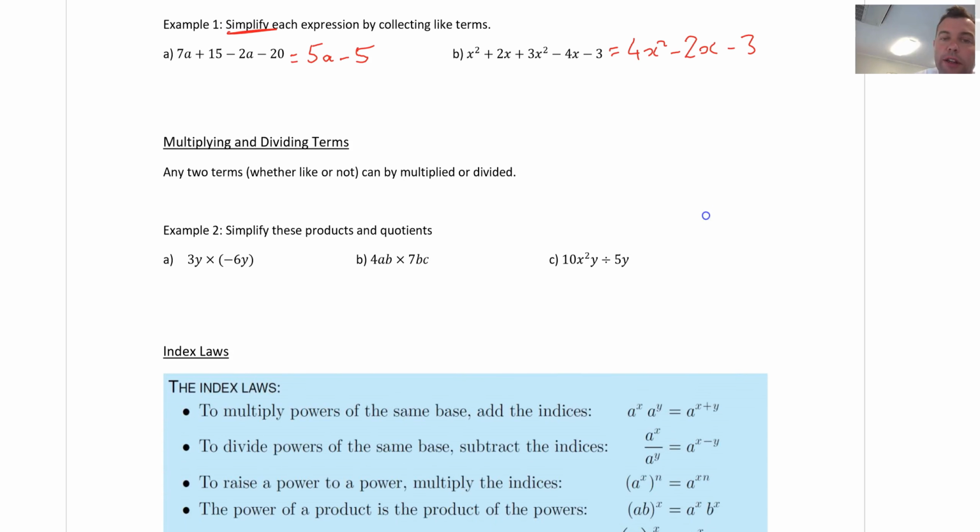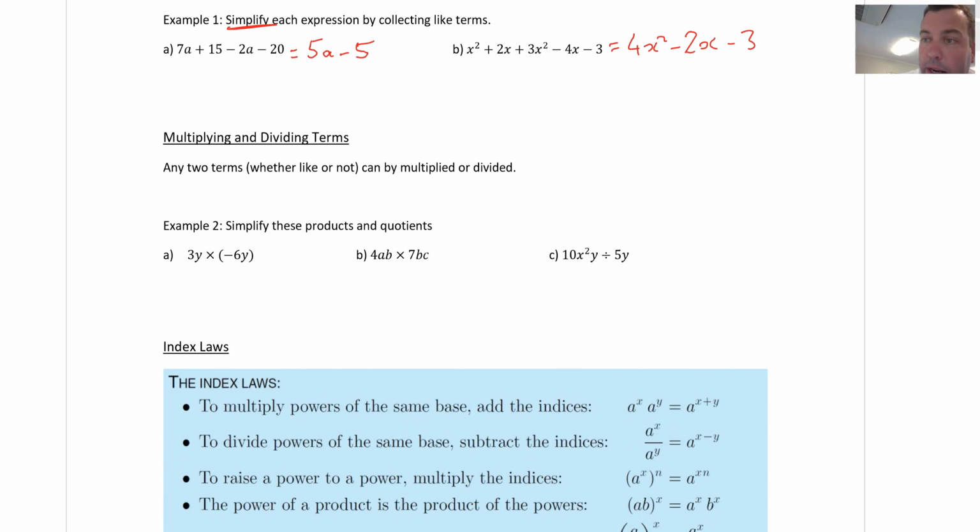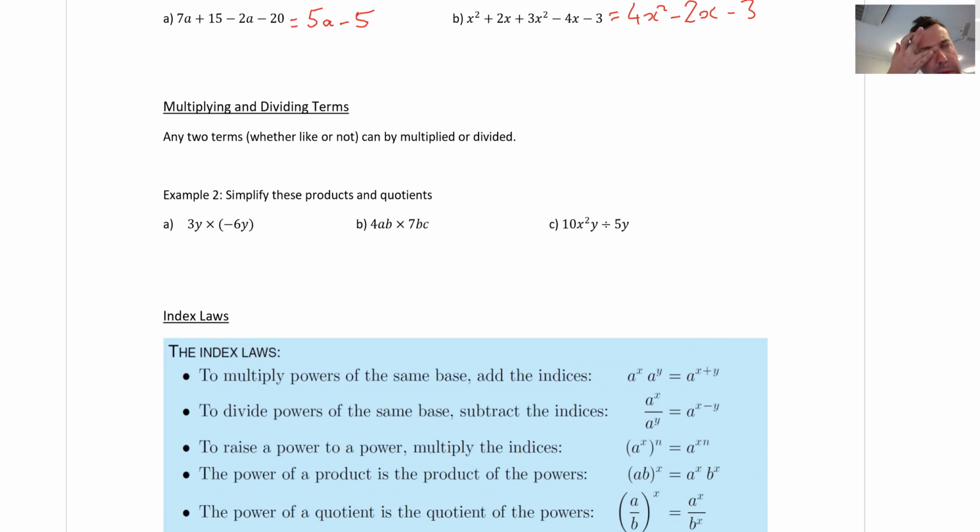Moving along, multiplying and dividing terms. While we can't always add and subtract terms as such, we can't always simplify if they're not like terms, we can multiply or divide whatever terms we like. We'll always get something. So let's have a look and see how these work. 3y by negative 6y. Okay, we've got brackets around the negative there. Sometimes you'll see those, sometimes you won't.